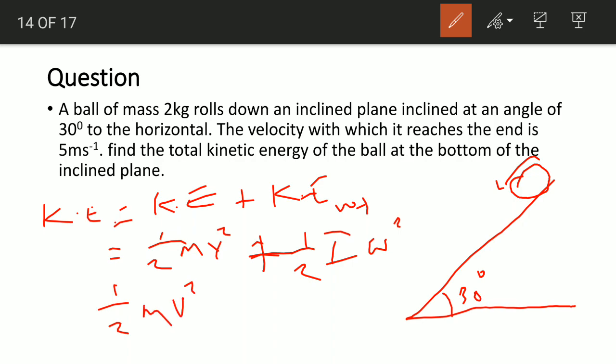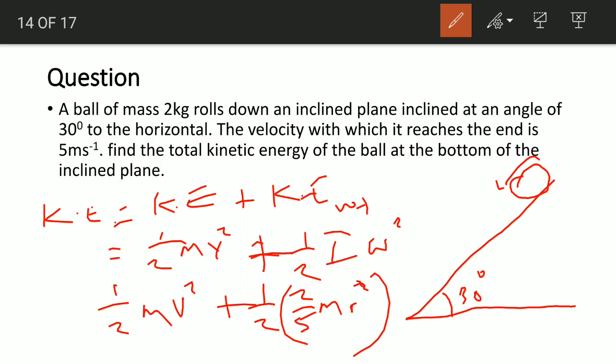But before we continue, let's see something here. We can say this is half mv squared plus half times the moment of inertia for a sphere. A ball is a sphere. We are going to see that in the next video. It is 2 over 5 mr squared. That's the moment of inertia of a sphere, 2 over 5 mr squared. Generally, the moment of inertia of a rigid body is just mr squared. But for a sphere, it is 2 over 5 mr squared.